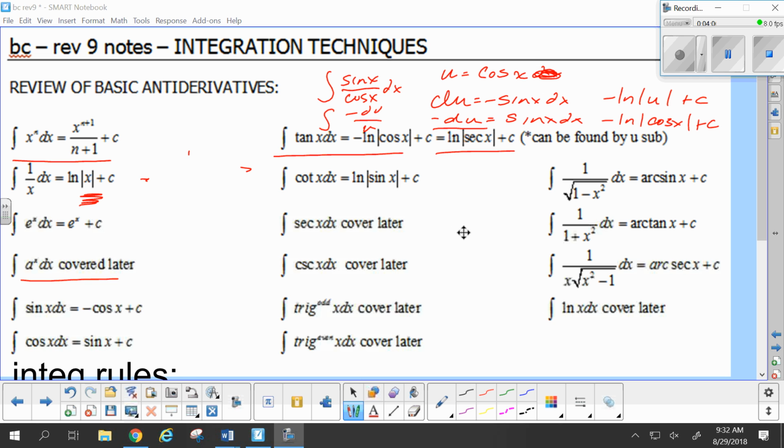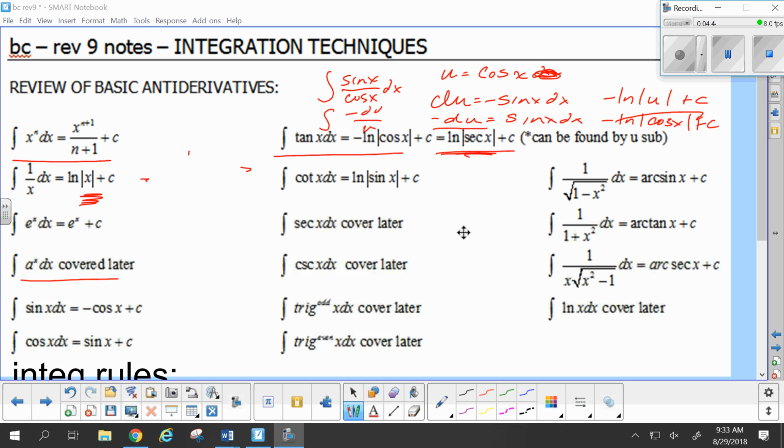Now that's an acceptable answer, but it's more commonly written as natural log of secant. How can that be? How is negative natural log of cosine the same as natural log of secant? Because secant's the reciprocal of cosine, and since it's a negative natural log, you can move that up as an exponent. That negative can be moved up to an exponent, log rules and all. Cosine to the negative first power is 1 over cosine, which is secant. So you'll more often see it as secant.